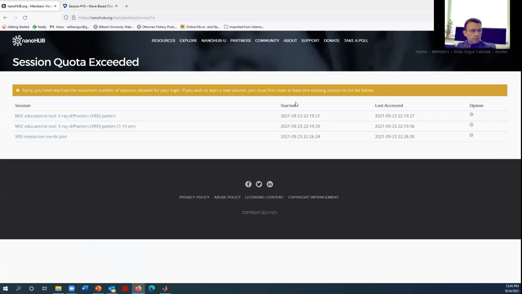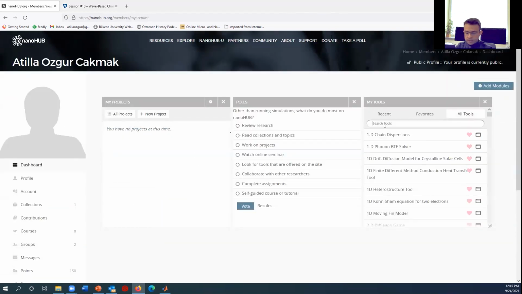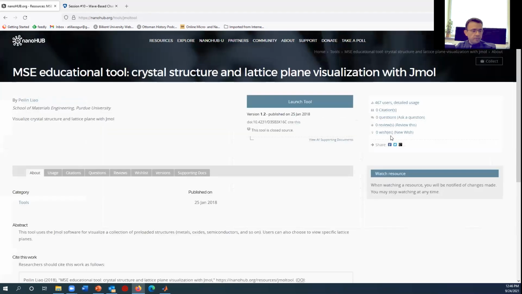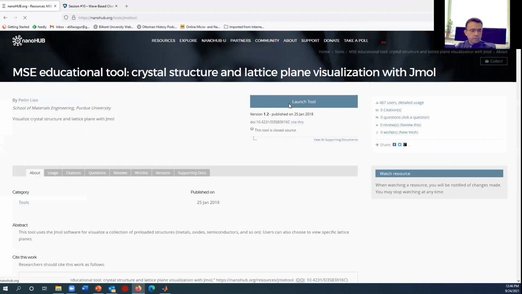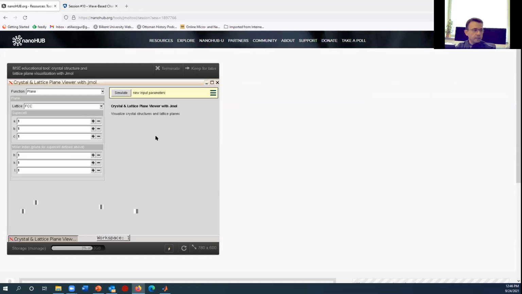I launch the tool, and of course, they have a limit. If you go beyond three simulations at the same time, they will just kick you out. Every user has only the privilege of using three simulation tools at the same time. And I initialize this. Why is this good?